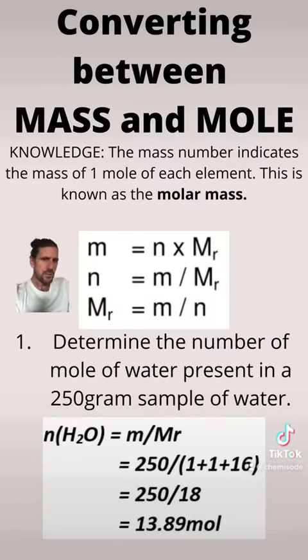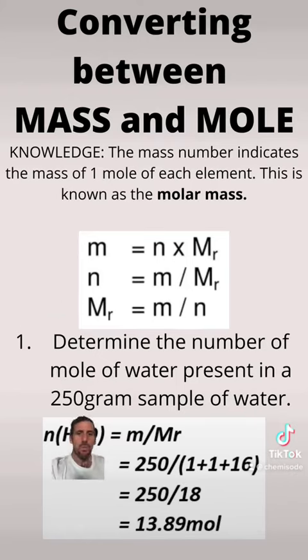Here we are at question 1. Determine the number of mole of water present in a 250 gram sample of water. Well, to do that, we need to know what 1 mole of water weighs, and that's the molar mass. So 1 mole of water is going to weigh 18 grams, because that's the molar mass. So to know the number of mole of water, we simply take the mass that we have and divide it by what 1 mole is.